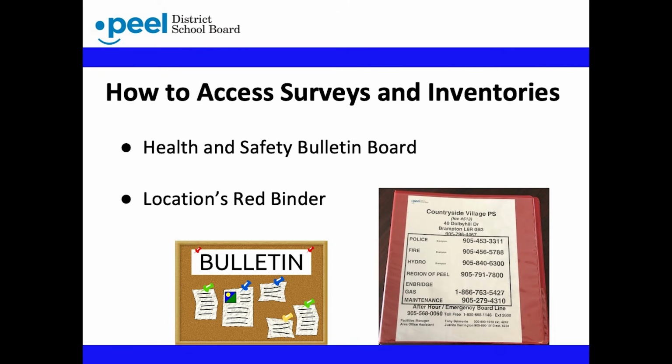For the most current information about asbestos at a location, check the Health and Safety Bulletin Board or the location's red binder, which is located in the custodial office. The red binder contains the most current asbestos inventory and reports about specific removal work done at the location.